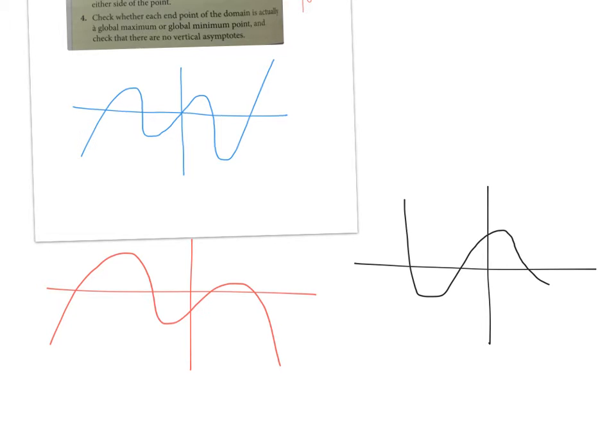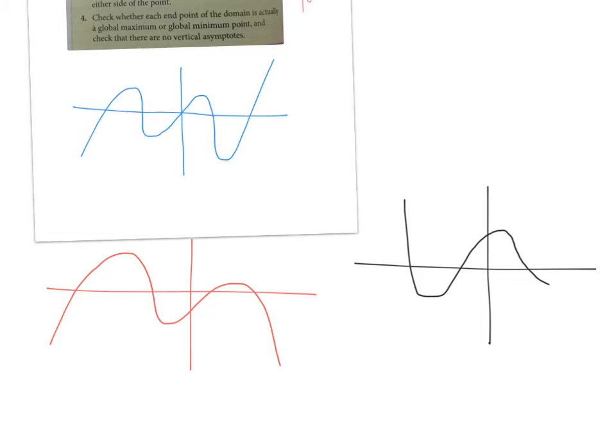Okay, and we look at that and we say, okay, well, we're going to check our local max, our local min, and our endpoints. In this example, our global minimum's coming from this local minimum, but our local maximum isn't our global max. Our global max comes from this endpoint over here.